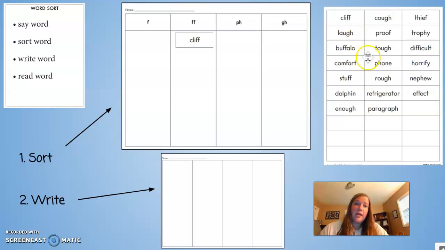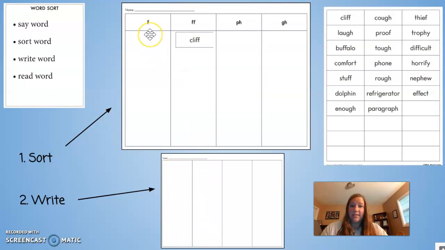So as you can see, I've already put the word cliff with the double F under the double F column. Continue this pattern and go through all of the words until they are all sorted. Once they are all sorted and all of the words have been taken and put into their correct place, you will then go through and write all of the words in the correct column.